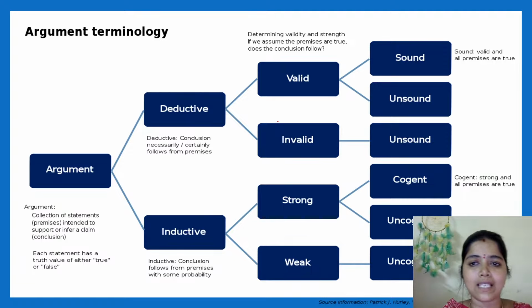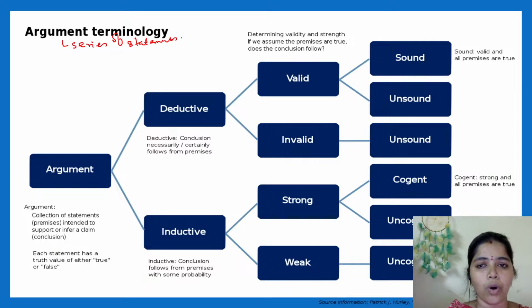So, these are the terminologies that we use in argument. Argument, I have told you what an argument is. An argument is nothing but a series of statements. With this series of statements, we have two kinds of reasoning. One is deductive reasoning, another one is inductive reasoning.